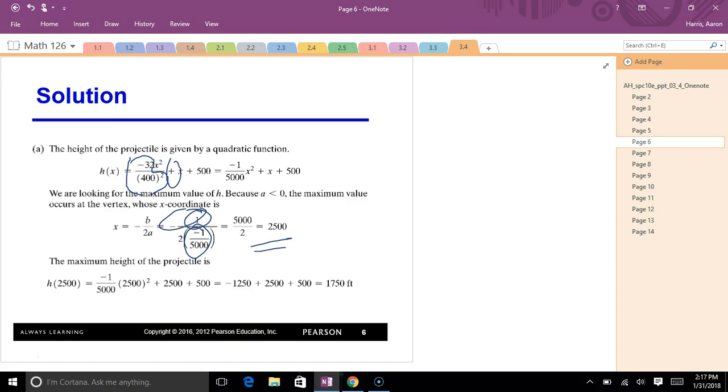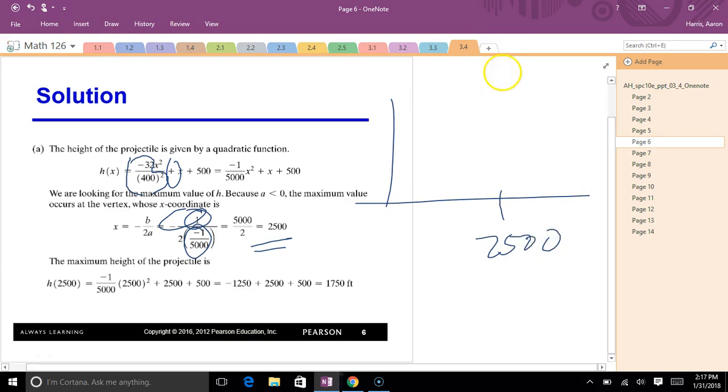So if the maximum occurs out here at 2,500, then what's your height up here? How high are you on this thing?